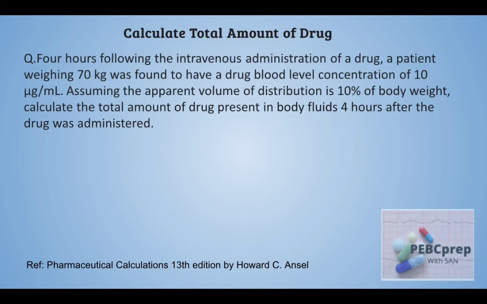We can also find the total amount of drug with the same formula of volume of distribution. Let's see how. 4 hours following the intravenous administration of a drug, a patient weighing 70 kg was found to have a drug blood level concentration of 10 microgram per milliliter. Assuming the apparent volume of distribution is 10% of the body weight, calculate the total amount of drug present in body fluid 4 hours after the drug was administered.